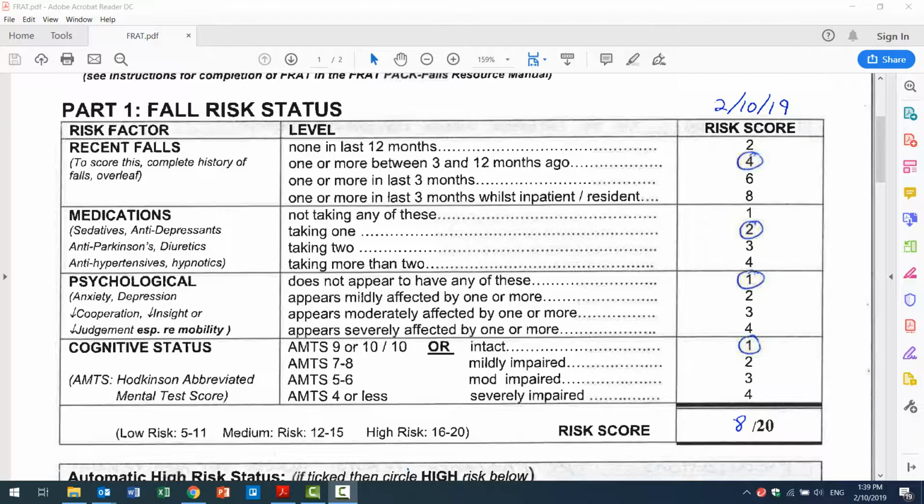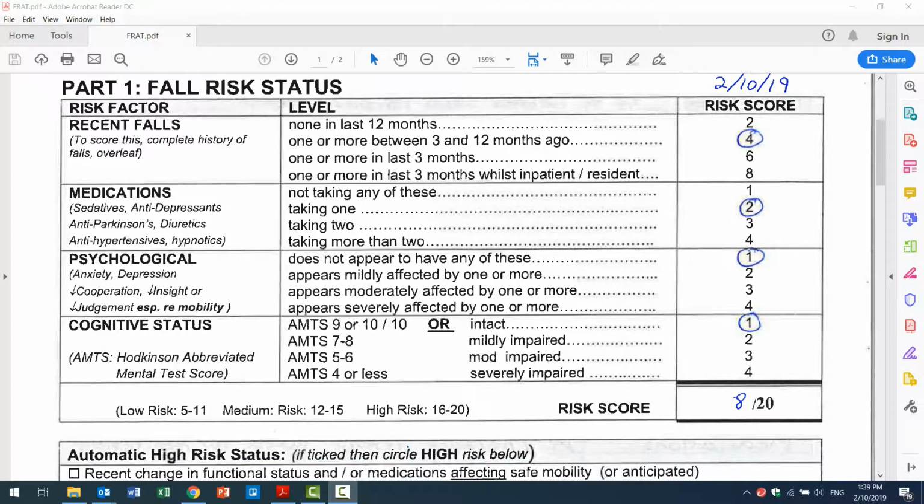Psychological risks. If a patient has anxiety, depression, decreased cooperation, or decreased insight in regards to safety, or decreased judgment, particularly in regards to mobility, that can also increase their falls risk. So if they appear severely affected by one or more of these conditions, you would circle a 4. Then there are options for appears moderately affected by one or more, appears mildly affected, or does not appear to have any of these. So in this case, it's been circled that the patient does not appear to have any of these conditions.